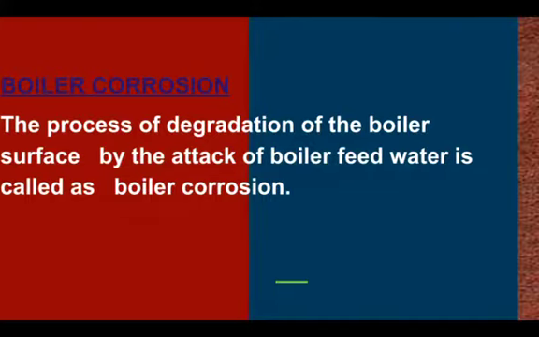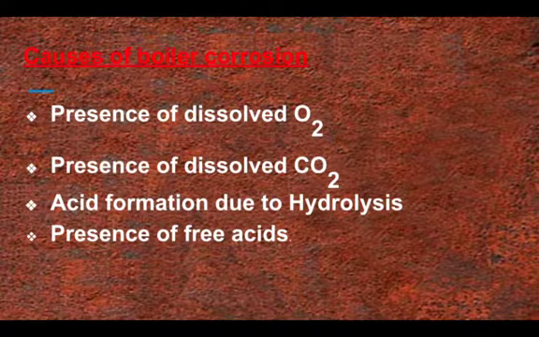Now let us see the causes of boiler corrosion. First one is presence of dissolved oxygen. Second is presence of dissolved carbon dioxide. Third is acid formation due to hydrolysis. And fourth one is presence of free acids.